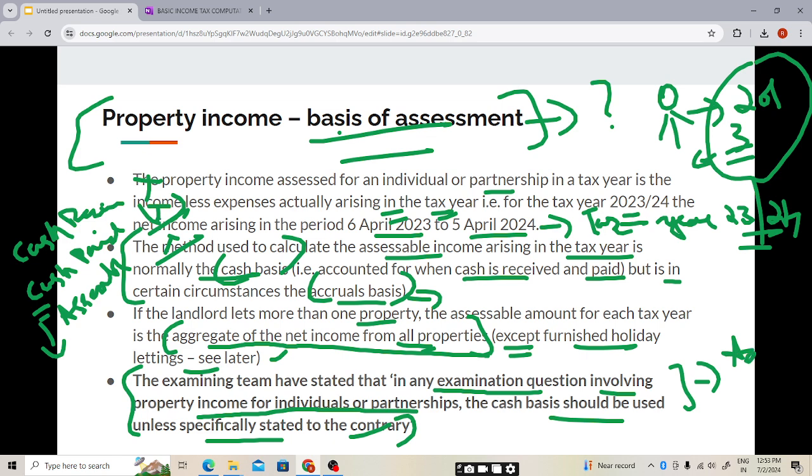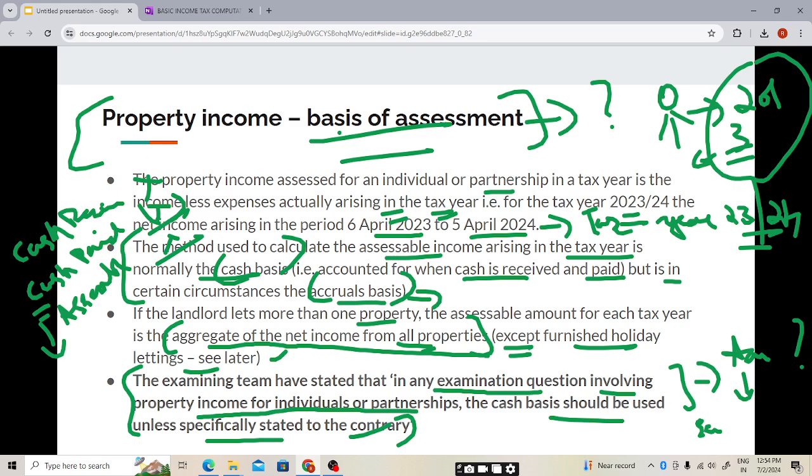Accrual basis: when do you use it? If the examiner states that you need to calculate the property income according to the accrual basis, then you will calculate your property income on the accrual basis. If not, the default method is the cash basis. Be clear with the concept of accrual and cash basis.